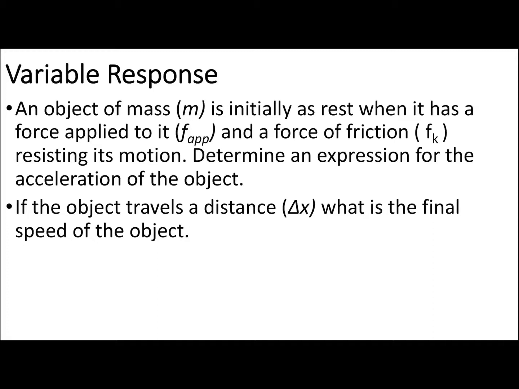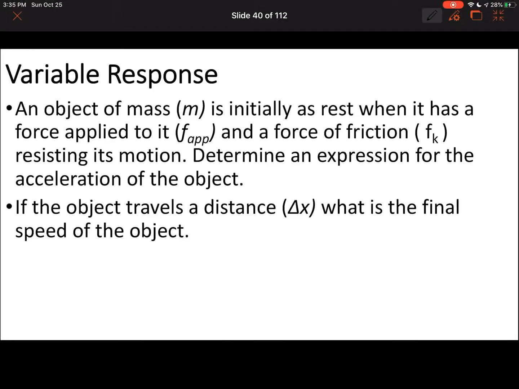An object of mass m, initially at rest, has a force applied to it with a force of friction resisting its motion. Determine an expression for the acceleration of the object. Well, as always with any kind of dynamics problems, free body diagrams can be useful. We have a mass of m, we have an applied force, we have friction acting on it. We could assume that we do in fact have gravity and normal force acting on it as well, but in this case, these two are just going to cancel out.